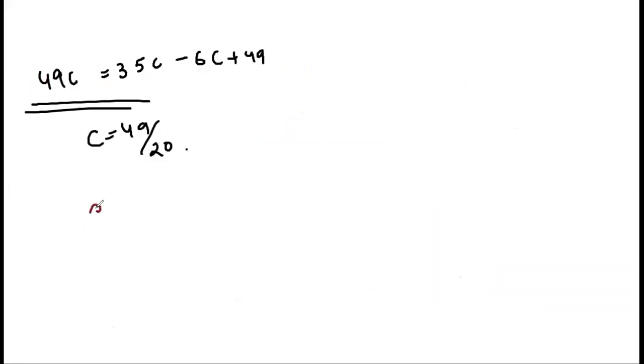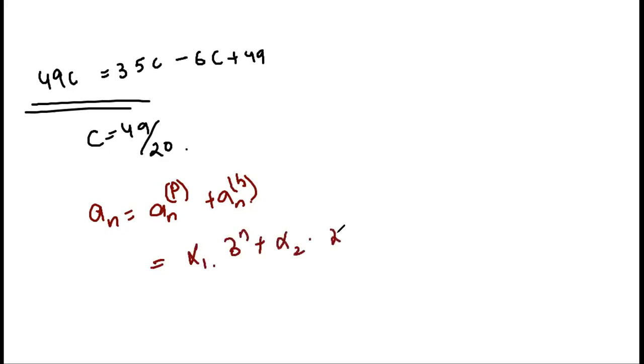So now an will be simply given as an is equal to an of p plus an of h. So if we take that, then it will be, what is an of h? Alpha 1 into 3 power n plus alpha 2 into, okay, I took r1 as 2, I believe. So let's just check it. Alpha 1 into 2 power n plus alpha 2 into 3 power n, yeah. Then plus 49 by 20 into 7 power n.